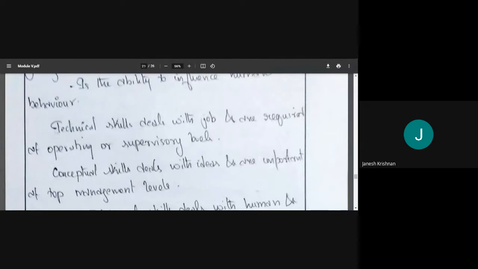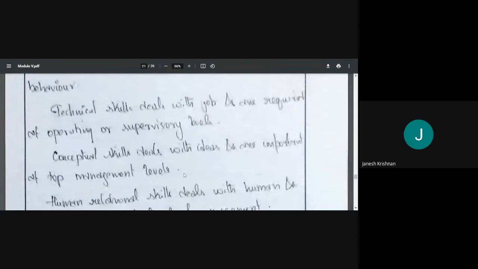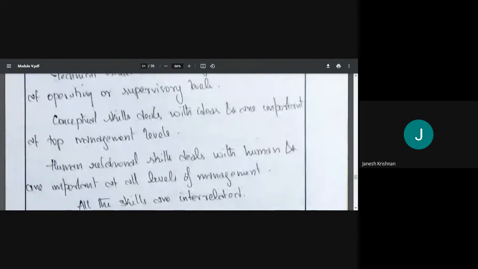How you are dealing with the people, right? So that becomes important in top level management. Human relationship is important in all levels, because you are working with people, you are having human contact at all levels, right? So human relation skills are required at all levels. Technical skills are required more at supervisory levels. Okay, at higher levels it may decrease, right?